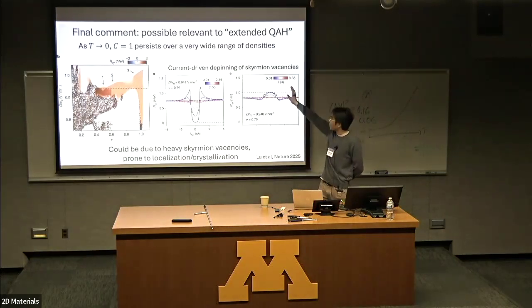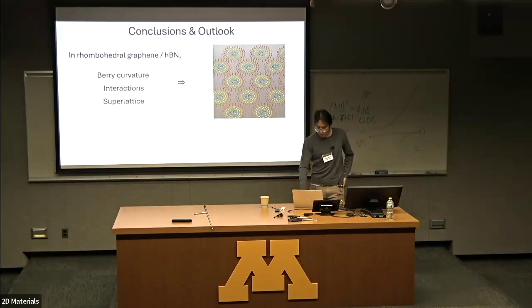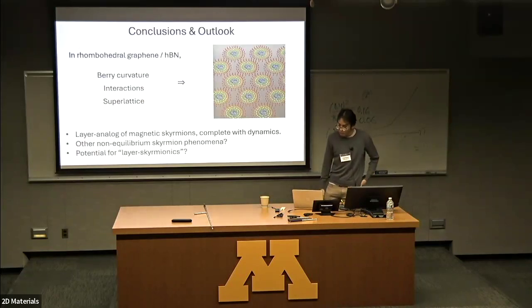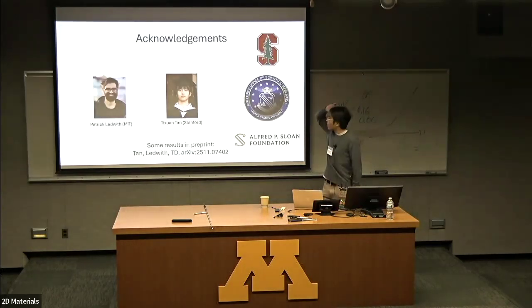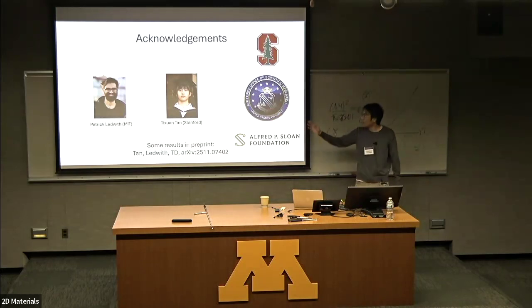But I think that these Skyrmion vacancies are probably the carriers, and they probably have interesting properties. It might be related to this extended quantum anomalous Hall effect, where they see this Chern 1 state across a whole range of fillings, and this current-driven thing might be related to depinning of these Skyrmion vacancies. All right, and that's my conclusions. Let me acknowledge my student Tishuan Tan and Patrick, and some of our results, but not all, are in this preprint. Thank you.